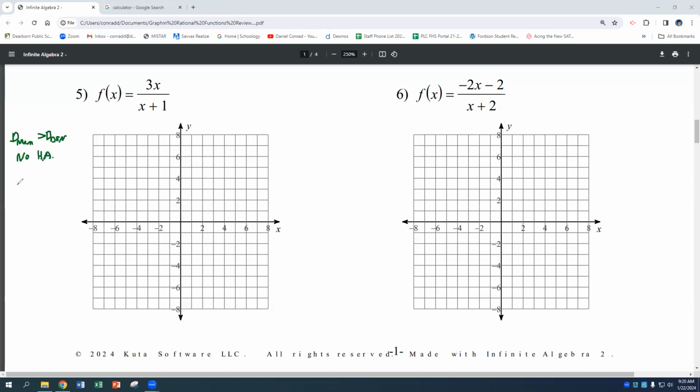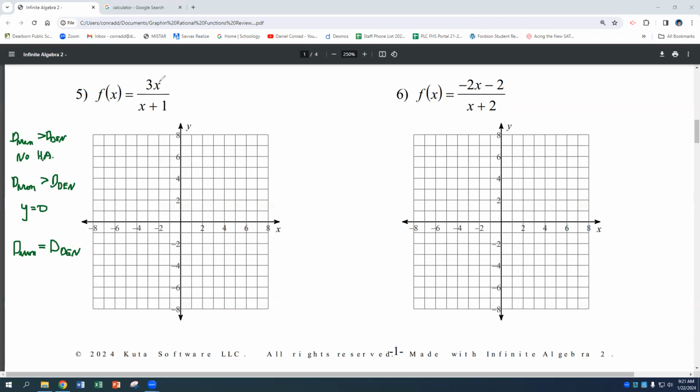Okay. If the degree of the numerator, just put D for degrees, is less than the degree of the denominator, then your horizontal asymptote is y equals 0. And if the degree of the numerator equals the degree of the denominator, then you're looking at the leading coefficients.